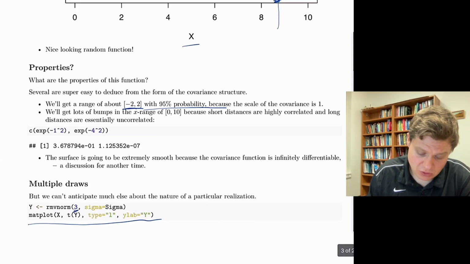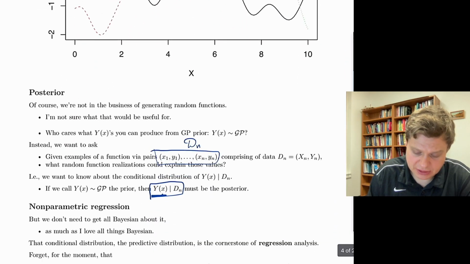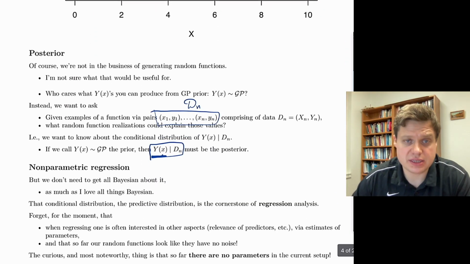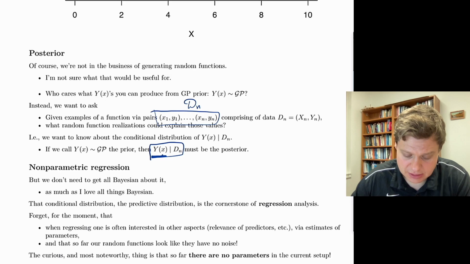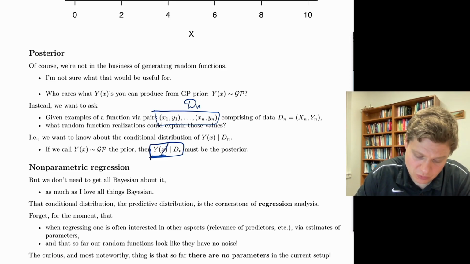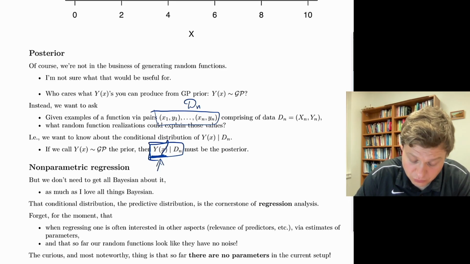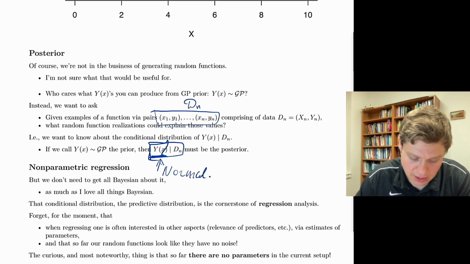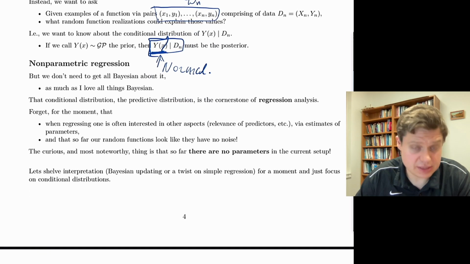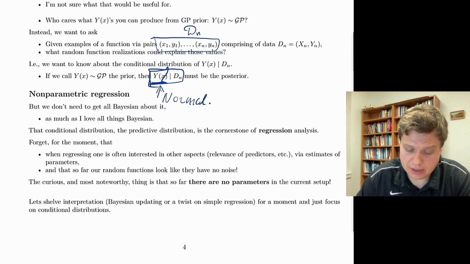All right, so what we want to do now is predict the value of y given the data set D. Since all of the observations are Gaussian, this one will also be Gaussian, so it's going to follow a normal distribution. Let's see how we can calculate this normal.